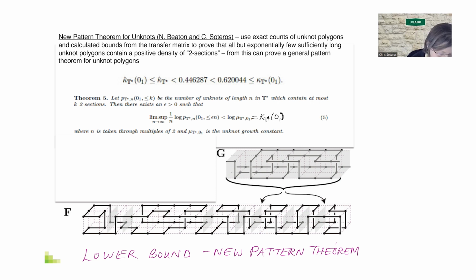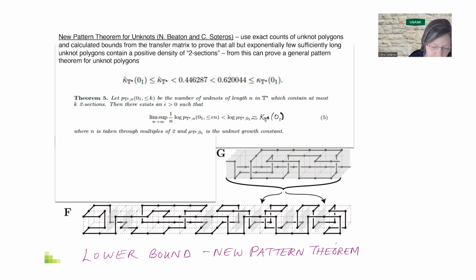And so that means we need to know that there are order n places, if n is the size of the polygon, that have just two edges, these two sections. For that, we needed a pattern theorem for unknot polygons. We have a pattern theorem for all polygons, but that's not going to help us. We need a pattern theorem for unknot polygons. So we need to show that all but exponentially few unknot polygons have a density of these slices with only two edges. The way that we did this for the 1x2 tube was we took advantage of the fact that we actually had the transfer matrix for all polygons for the 1x2 tube. And then we removed all the patterns that correspond to two sections from the transfer matrix for all polygons.